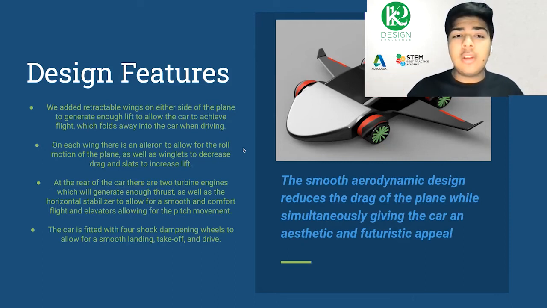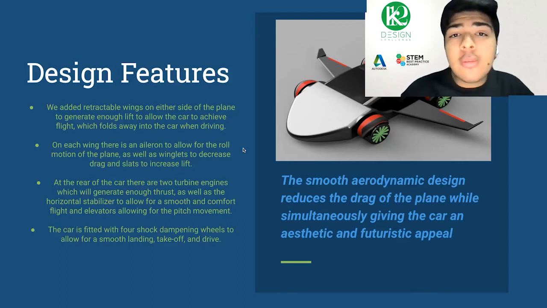In addition to this, at the rear of the flying car, there are two turbine engines, which will generate enough thrust necessary for the car to take flight. To ensure that the product is user-friendly, we made sure to incorporate horizontal stabilizers to allow for a smooth and comfortable flight, as well as elevators allowing for the vital pitch movement. Moreover, the car is fitted with 4 shock dampening wheels to allow for a smooth landing, takeoff, and drive. Why was this important to consider?